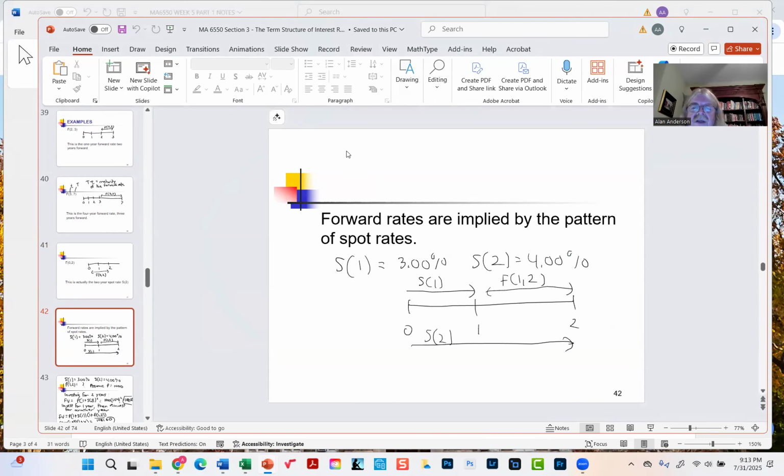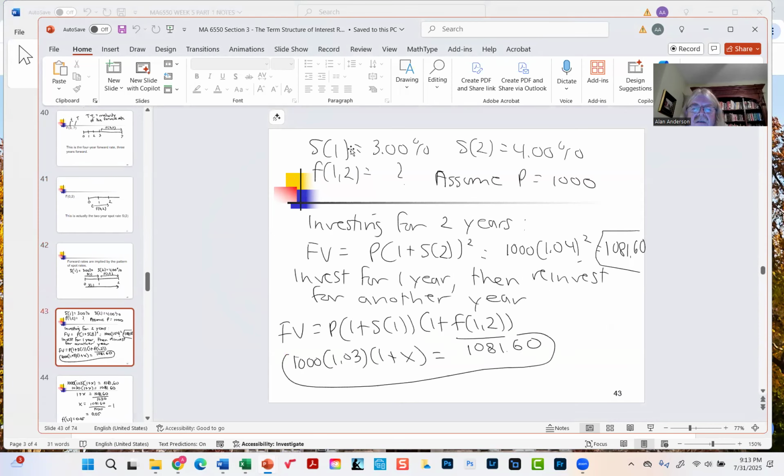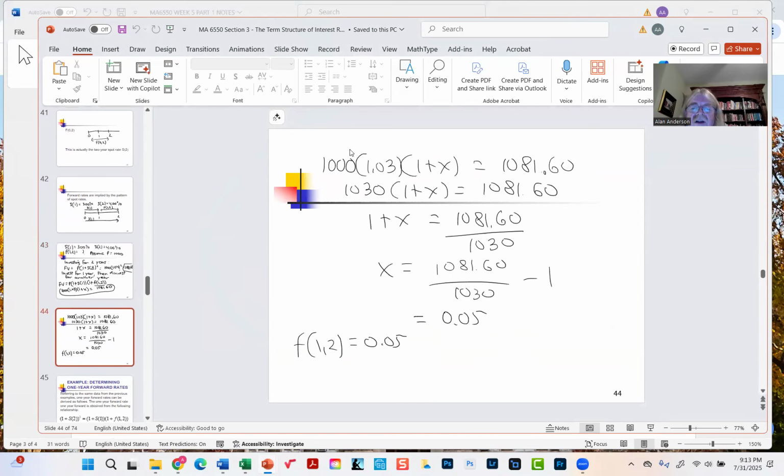So here we have a different example. The 1 year spot rate is 3%, the 2 year spot rate is 4%. What equalizes the two? Well, we go through the same calculations and we end up with 5%. It's a ridiculous coincidence that so far we've had two cases where the forward rate was an even number, like 7 or 5%. It usually doesn't work out that way.